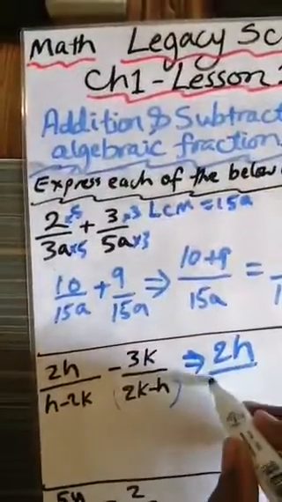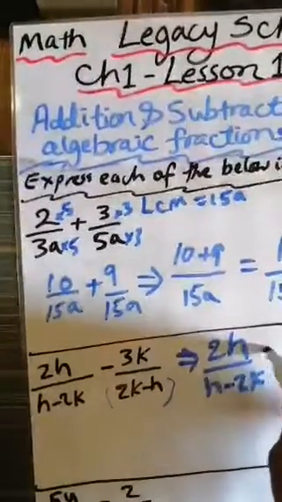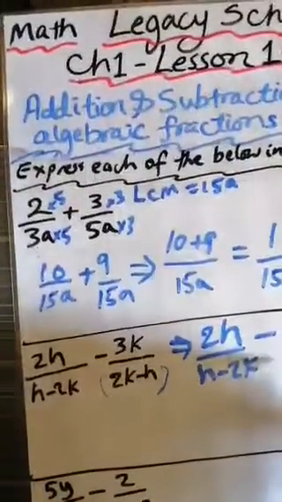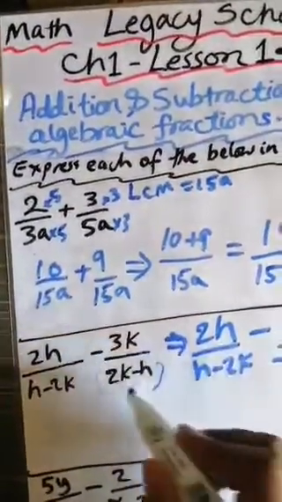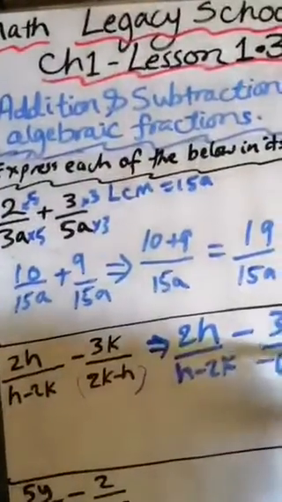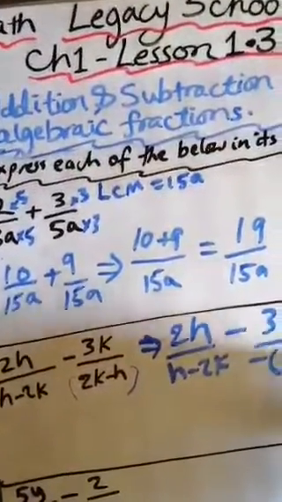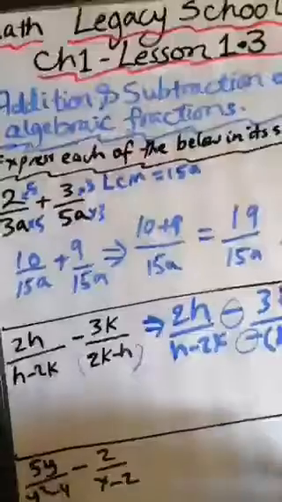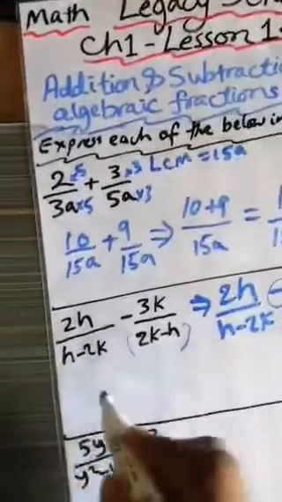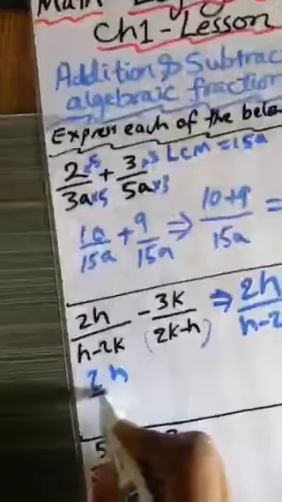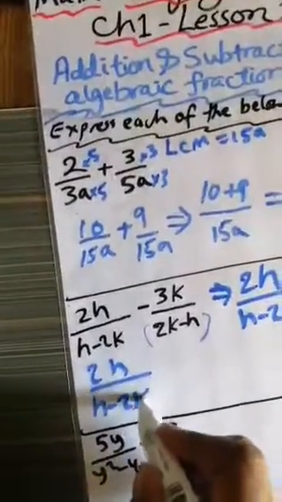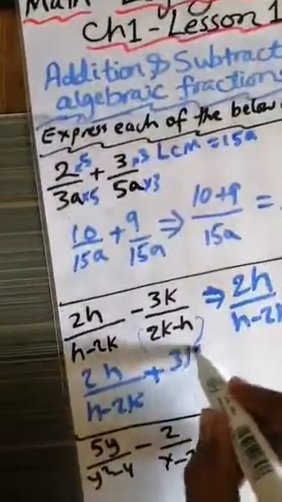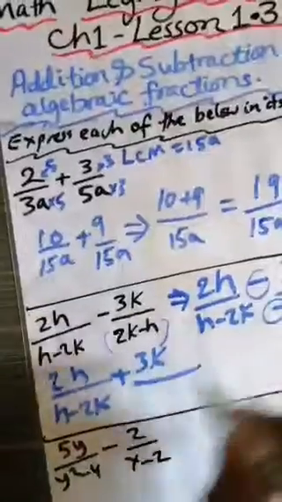2h divided by h minus 2k minus 3k divided by, if I extract a -1 as a common factor, here I will have h minus 2k. And now remember, I have a negative sign and a negative sign that could be combined as a positive sign. So here I could have 2h divided by h minus 2k, and instead of the negative sign I will have a plus sign, 3k divided by h minus 2k.